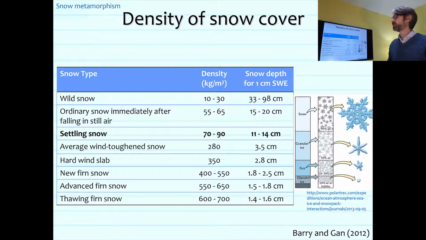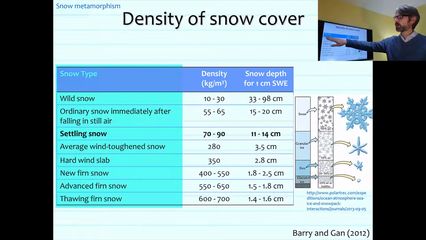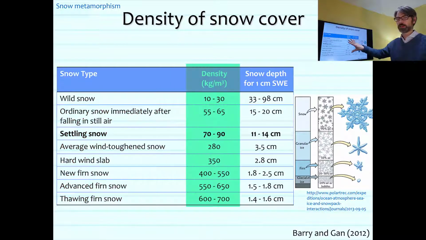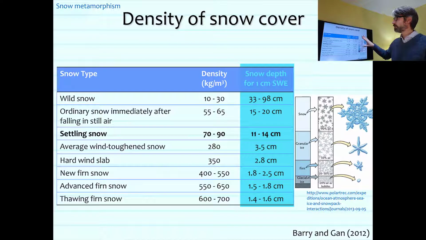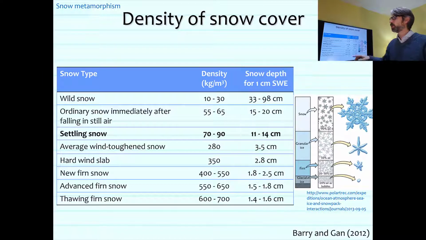We also need to talk about the density of snow cover, and so here's a number of different snow types. Here are their various densities, and then here is the amount of snow you need to melt to get 1 centimeter of snow water equivalent. Wild snow is the very light, fluffy stuff that you find in very dry conditions. Here's ordinary snow, settling snow, then wind-toughened snow, wind slab, and then firn snow. You can see the density varies really significantly from about 1% of the density of water all the way up to about 70% of the density of water.